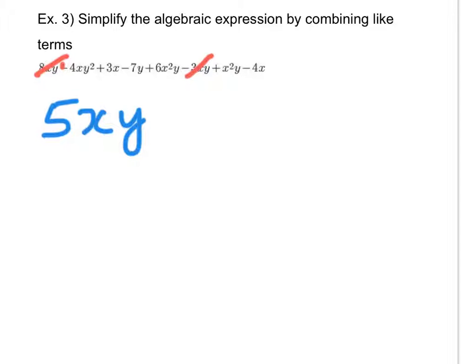So now we have minus 4xy squared is the second term. Xy squared. Are there any other xy squareds? No. We have x squared y's, but we don't have xy squareds. So that just stays as it is because we have nothing to combine it with.